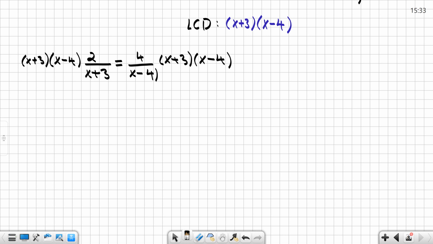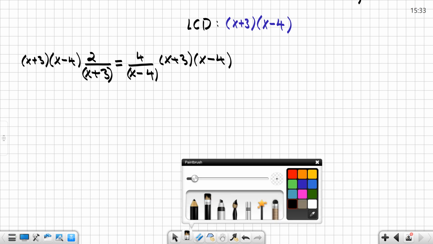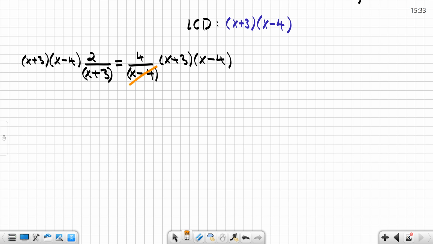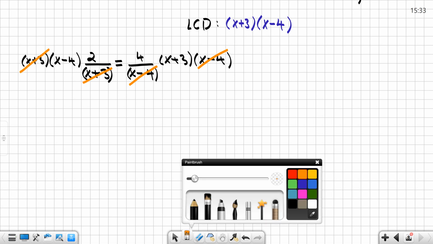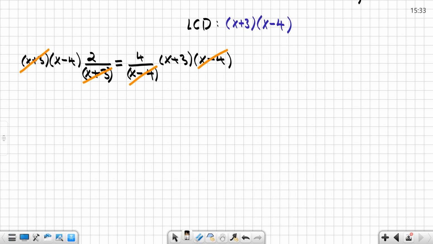Now the reason why we did this, we can put parentheses around the denominators. I notice something here, and that is that the x minus 4 and this x minus 4 is going to cancel out, and on the left side the x plus 3 is going to disappear. So what do we have left? On my left side I have x minus 4 times 2, or 2 times x minus 4. All of this is equal to 4 times x plus 3.